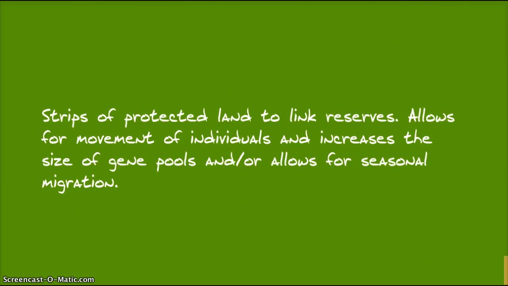We also want to create corridors. So let's say we have to have several small habitats that we preserve. We want to have connections to those so that organisms can move from place to place. And this is also important in urban areas, but these corridors are strips of protected land that link the different reserves. So it allows for individuals to move from place to place, which allows the gene pool to increase, which allows for increased biodiversity, and also for seasonal migration. So if we have to have these smaller pieces of protected areas, we want to make sure that they are linked so that we have that movement of the genes in the different species.